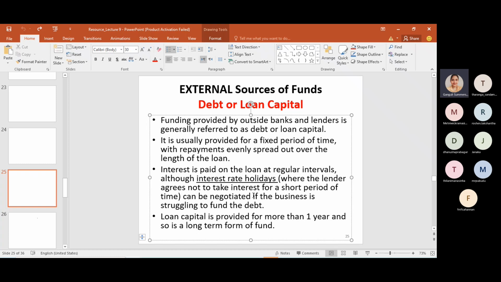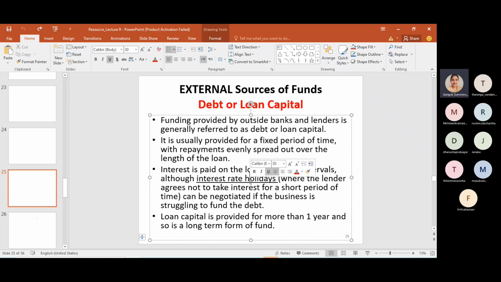Okay, so there can be situations, there can be instances where your lender agrees to not take interest from you for a short period of time. Those kinds of periods, those kinds of durations, are called interest rate holidays. Interest rate holidays are the short periods of time where your lender doesn't take any interest from you.